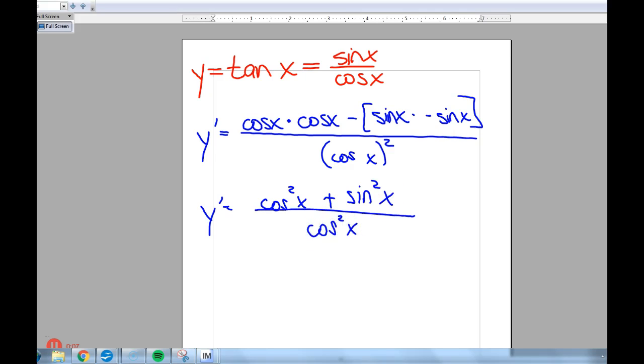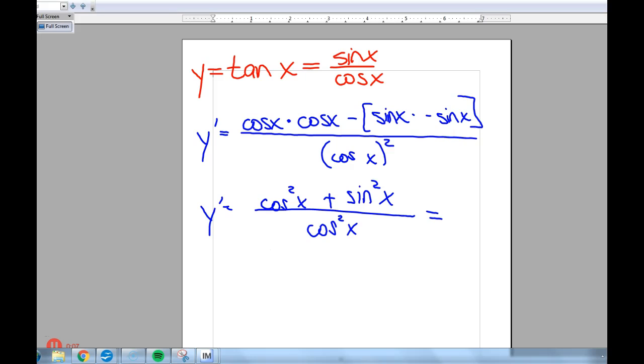Can I cross off those cosine squareds? No. That would be like saying (5 plus 10) over 5, where I cross those off and say, yeah, that's 10. Doesn't work. But there is something I can do.